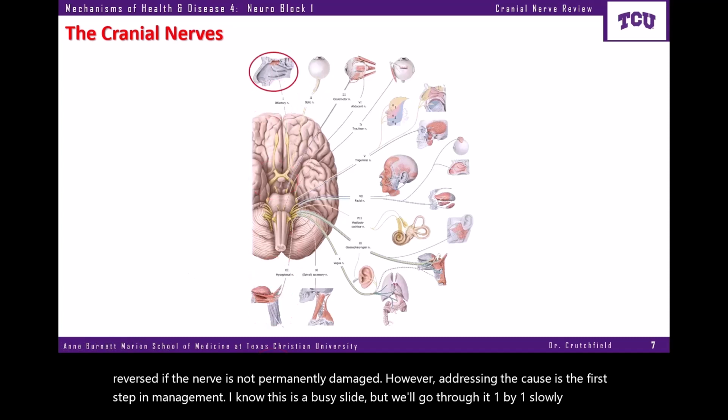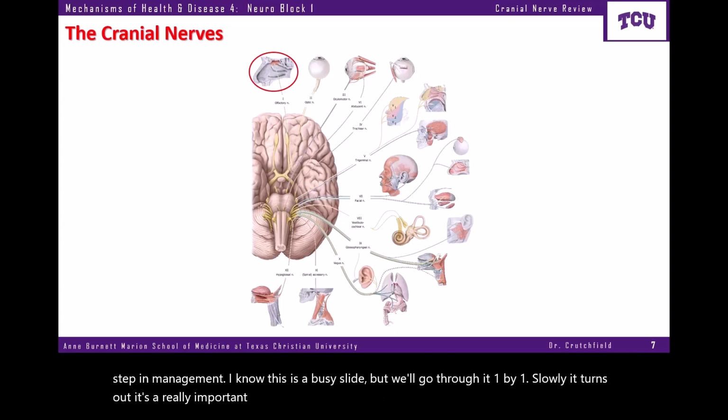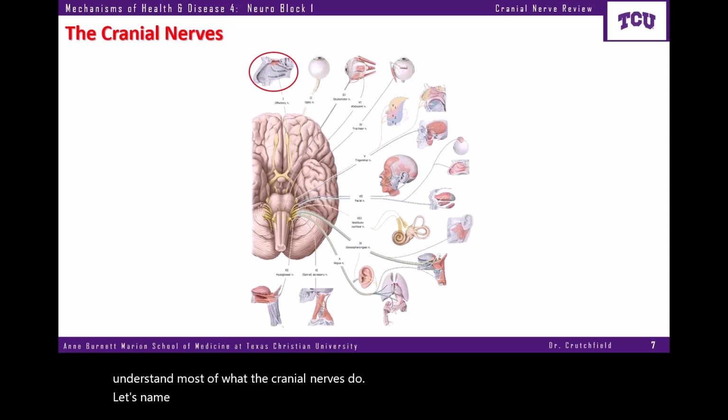It turns out it's a really important slide schematically. If you can understand this slide, you'll understand most of what the cranial nerves do. Let's name each cranial nerve and pay attention to where on the brainstem it exits, on the ventral surface of the brain and the brainstem.